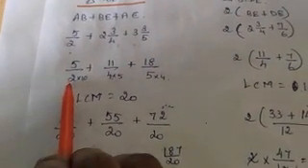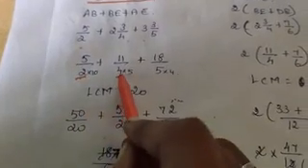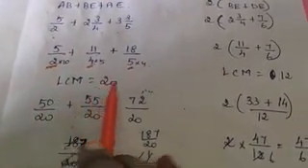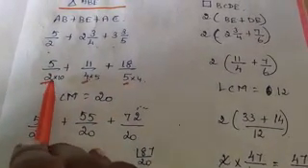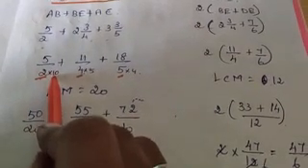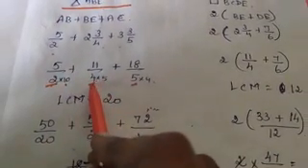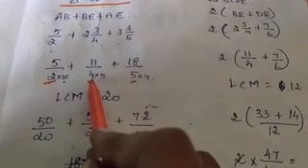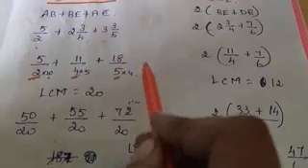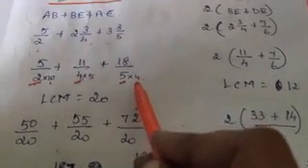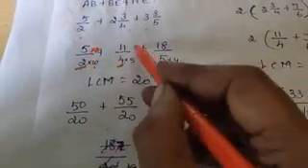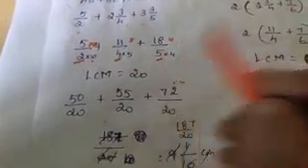Here you check it, the denominators are not the same: 2, 4 and 5. So you have to find the LCM, and that is 20. I have to convert the denominator to 20. To convert 2 to 20, I should multiply by 10. To convert 4 to 20, I have to multiply by 5. And to convert 5, I have to multiply by 4. So I multiplied both numerator and denominator by 10, 5 and 4.